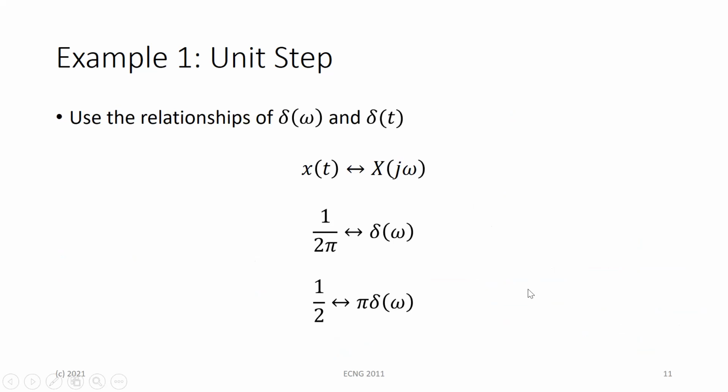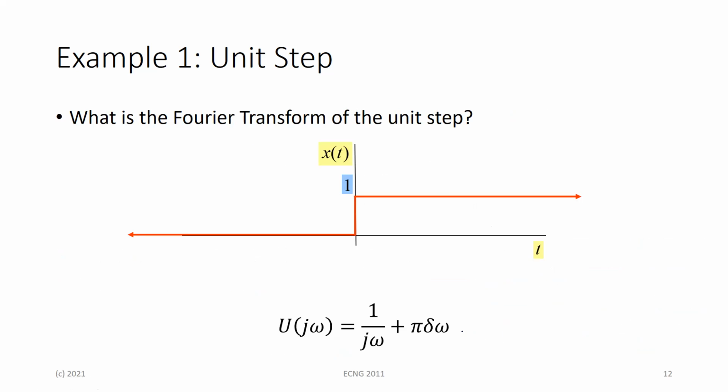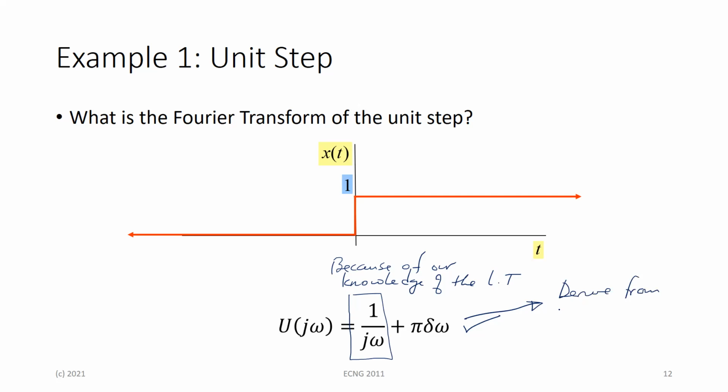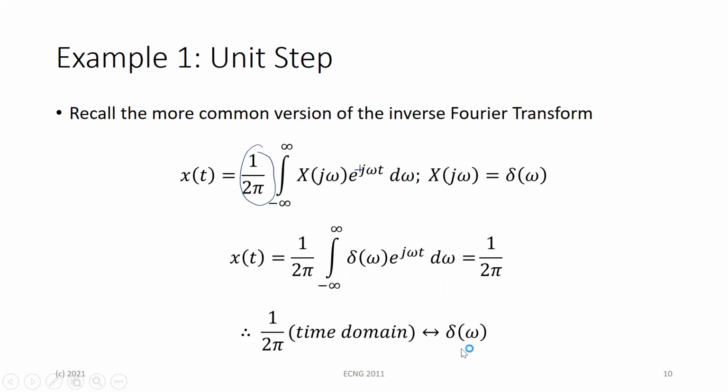Therefore, the complete Fourier transform of the unit step is this: the part that we were able to derive from the Laplace transform, and this bit now, which we derived from the properties of the Fourier transform, and specifically the properties of impulses, which are right here.